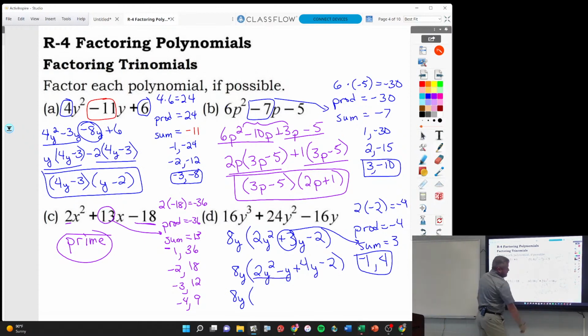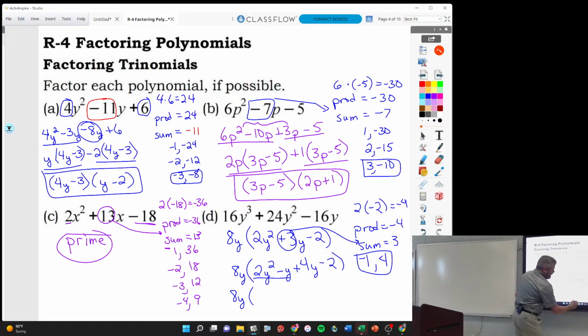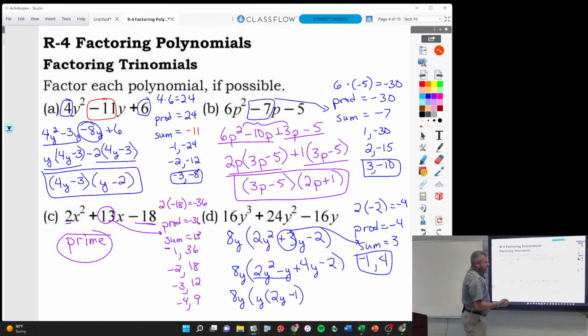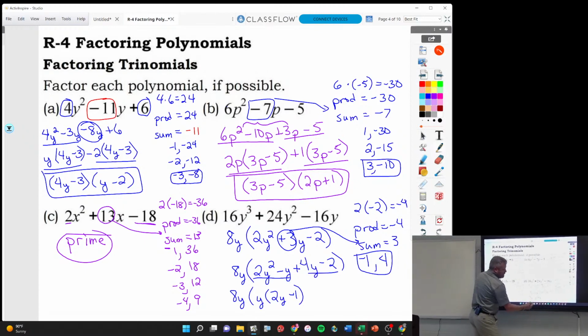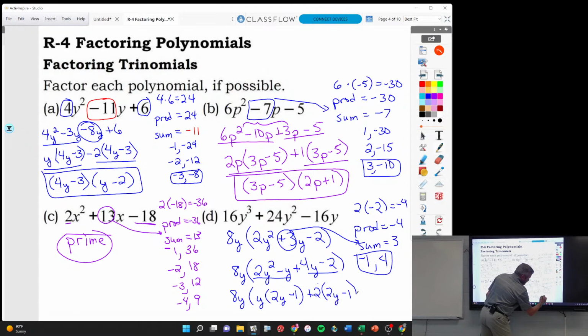What do 2y squared and minus y have in common? Well, I can take a y out of that. If I take a y out, I'm left with 2y minus 1. And the last two terms, what do 4y minus 2 have in common? Well, I can take out a 2. And if I take out a 2, I'm left with 2y minus 1.